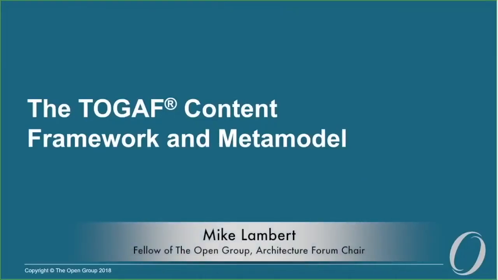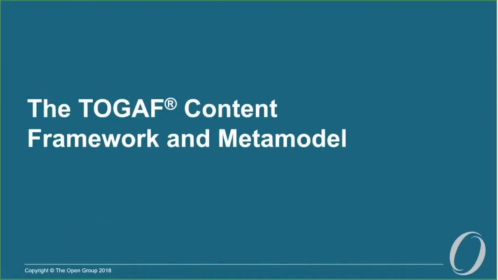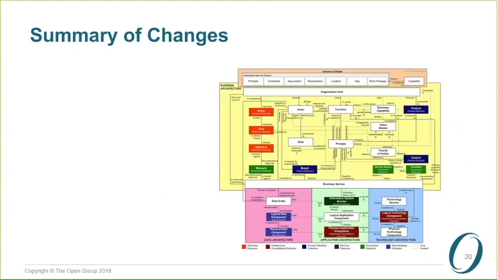TOGAF content framework and meta model. So if you don't know what I mean, it's a diagram that looks a bit like this. There are lots of other supporting diagrams that go behind it, but this is the most complex version of it. What does it show? It shows the things in your enterprise that you need to architect and the relationships between them that you need to be interested in.